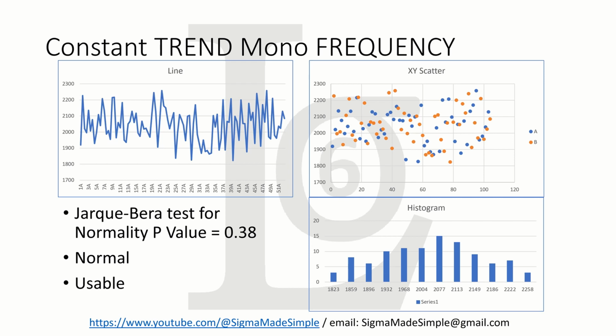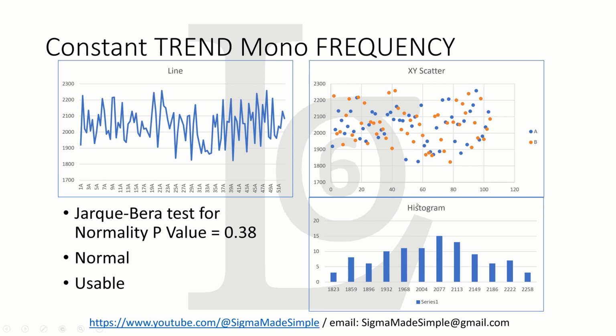So here's an example of a constant trend set of data with monofrequency. Notice how the line graph in the upper left looks flat, which means it is constant. It's also fairly random in its movements, so it may not have a frequency. The XY scatter has first shift and second shift in different colors, and the populations are overlapping. Now, shift isn't the only one. You should look at every possible scenario that you can to see if you've got some kind of frequency. The histogram, like I said, looks pretty normal.